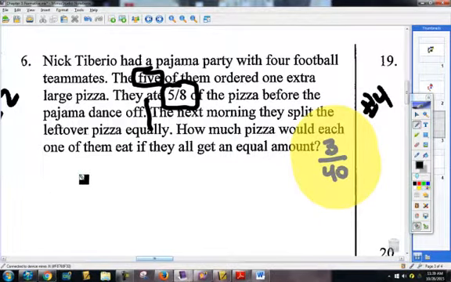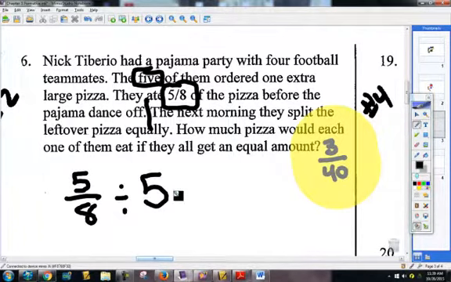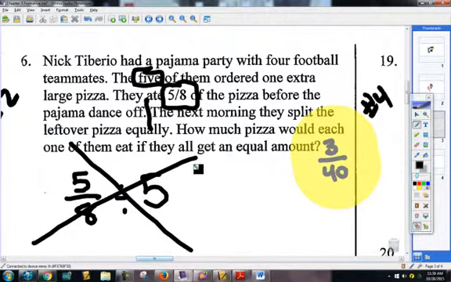The pizza, the 5/8 of the pizza. Okay, that's what everybody thinks. Everybody thinks this is the answer, and this is wrong. Let me explain why. This is why this is wrong, guys.